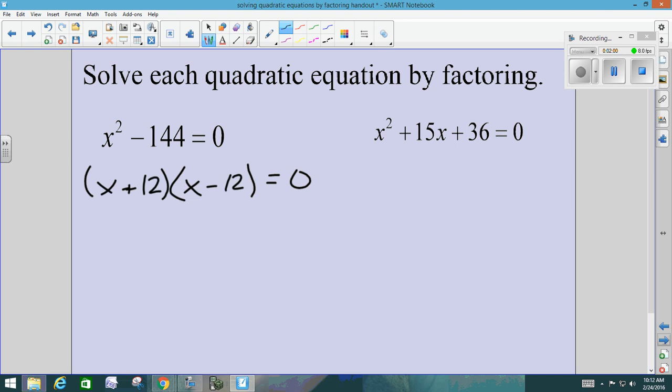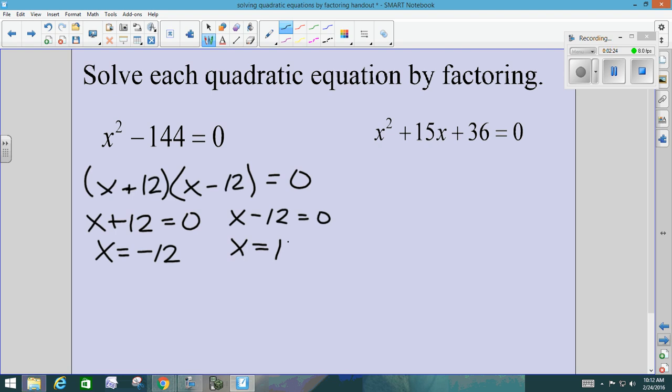Hang on a second. This times this equals 0. If you multiply 2 things and get 0, one of them has to be what? 0. So that's called your zero product property. You take what's on the inside of the parentheses and set them both equal to 0, and you should get 2 answers. Subtract 12 over, x equals negative 12. Add 12 over, and you should get x equals 12. If you substitute these 2 values back into the original, it should make it true.